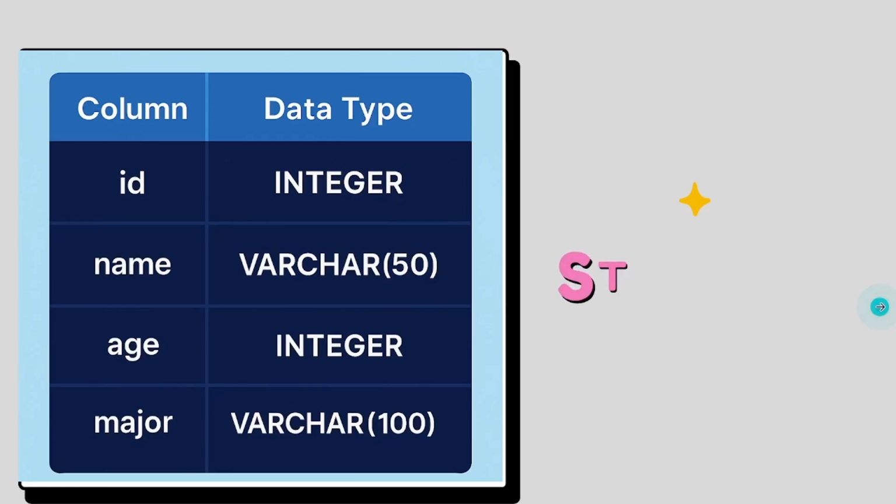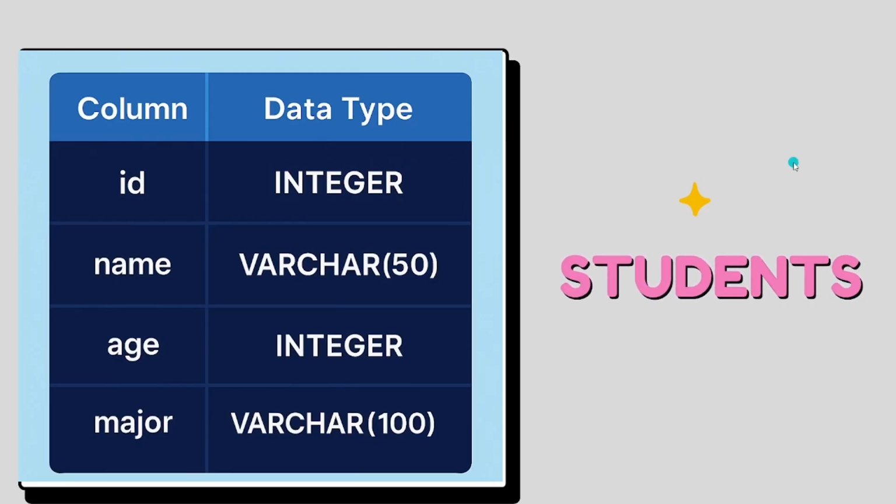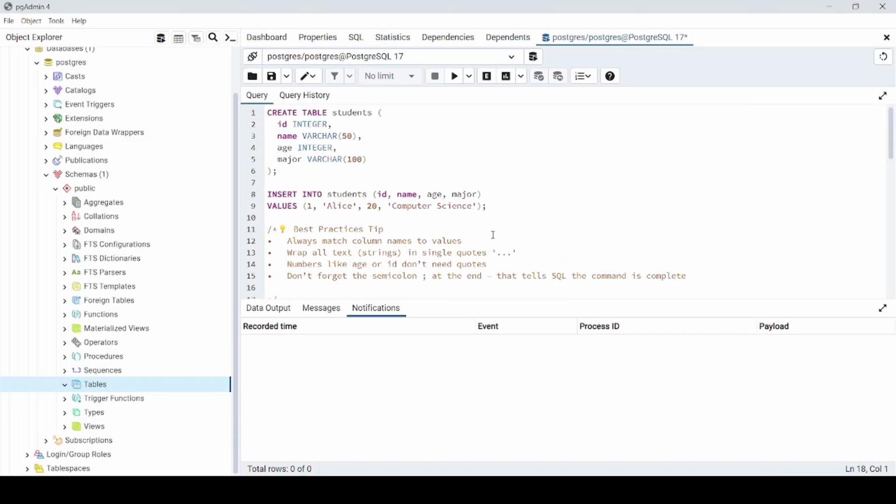So now, if we look back at our students table, here is how we would define the data types. The ID is integer, name is varchar 50, which can only store 50 characters, age is integer, major is varchar 100. Let's give it 100 because it might have more characters for the major. And now let's move to the hands-on part. Let's see how to create a table in SQL.